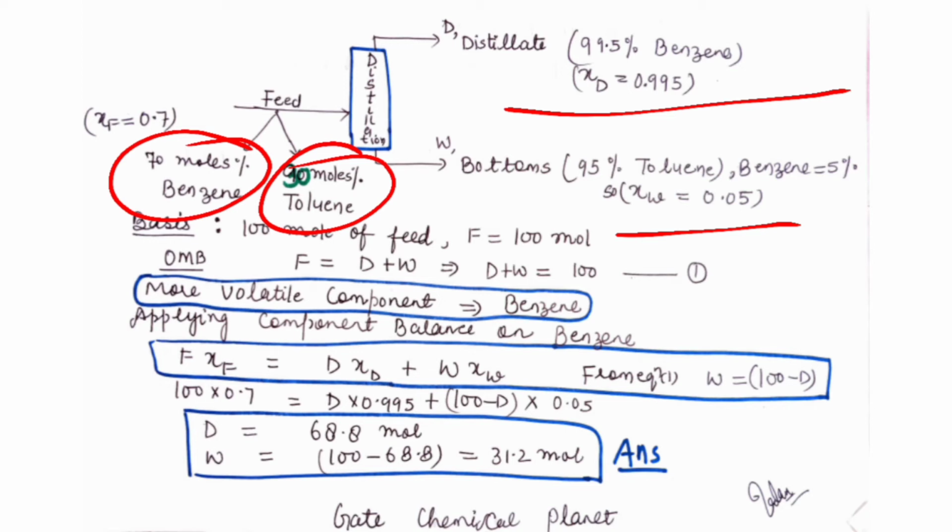So we will apply component balance on benzene first. When we apply the component balance for benzene, we get the equation F into XF equals D into XD plus W into XW. And from equation 1, we can write W equals 100 minus D. By putting in all the values and solving these equations, we get the values of capital D, distillate, and W. Here we get the answer: 68.8 moles of distillate and 31.2 moles of bottoms.